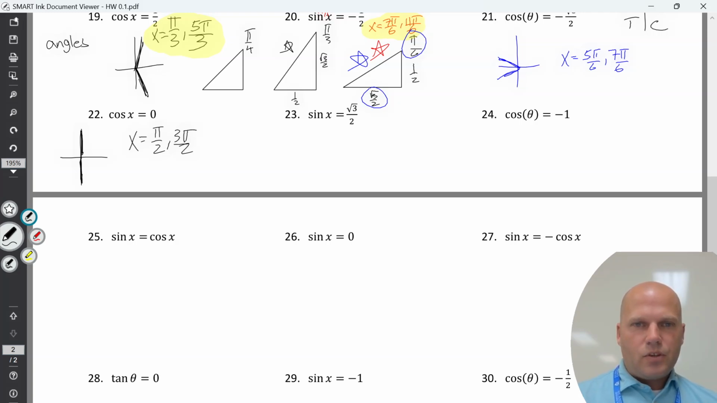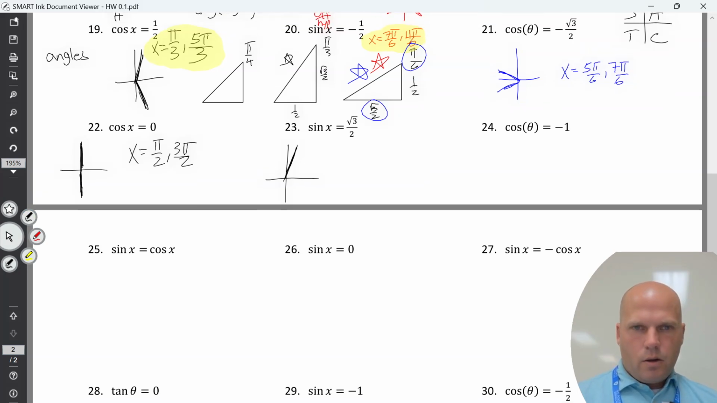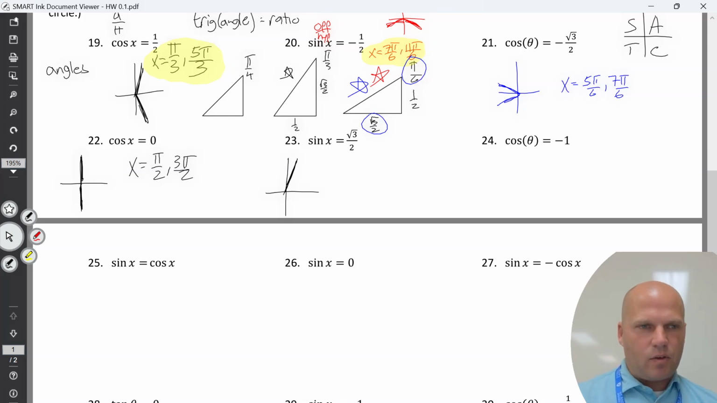Back to an easy one. Sine, is this an easy one? I don't know. Sine is √3/2. I'm going to go to the pi over 3 triangle, because the opposite is √3/2 and the hypotenuse is 1. So I want this pi over 3 where everything's positive, and I want the pi over 3 in the second quadrant. So that's going to be pi over 3 and 2 pi over 3.